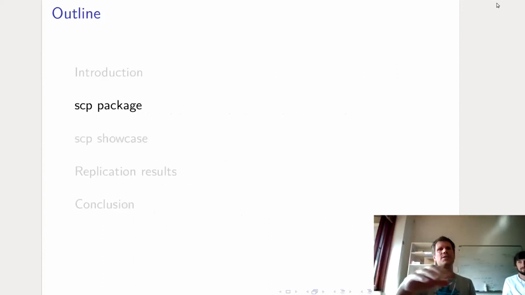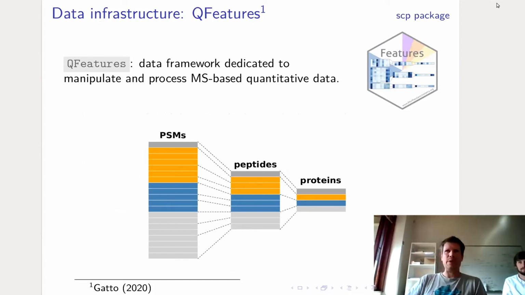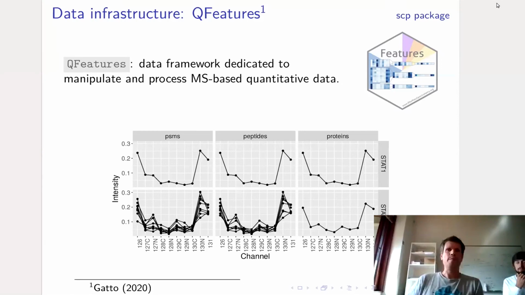So I'm going to start to present the infrastructure behind SCP, because SCP relies on other existing packages. And the first one is QFeatures. That is a general infrastructure, so it's not specific to single-cell proteomics, that allows to manipulate quantitative data from mass spectrometry experiments. So proteomics is multi-level, data is acquired at the spectrum level, that's the low level, and then protein level data is progressively built up through multiple processing steps. And the goal of QFeatures is to explicitly record these successive steps so that the user can navigate up and down the different levels.